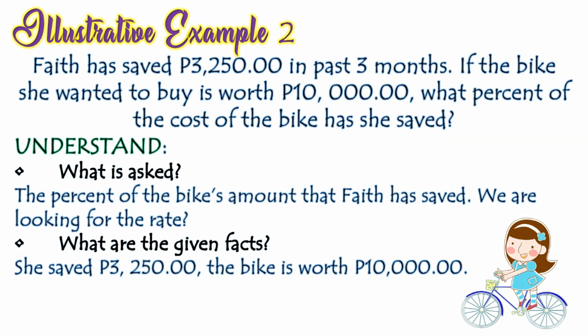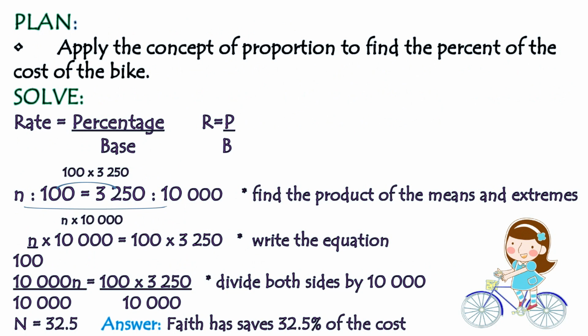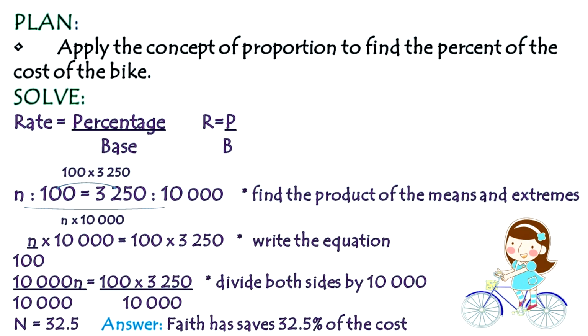Let's plan. Apply the concept of proportion to find the percent of the cost of the bike. In solving, we can use the formula rate equals percentage over base, or R = P/B. We write it in fractions: N over 100 equals 3,250 over 10,000. And write it in ratio form: N is to 100 equals 3,250 is to 10,000. Then let's find the product of the means and extremes. We write N multiplied by 10,000, so we get 10,000N.